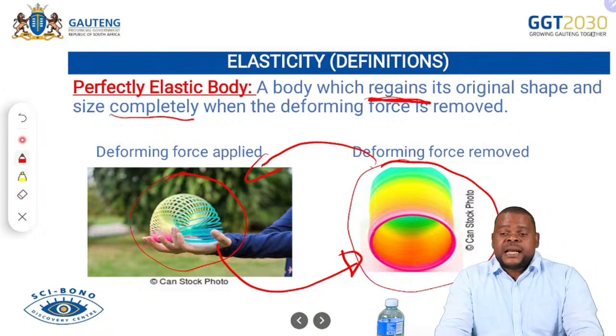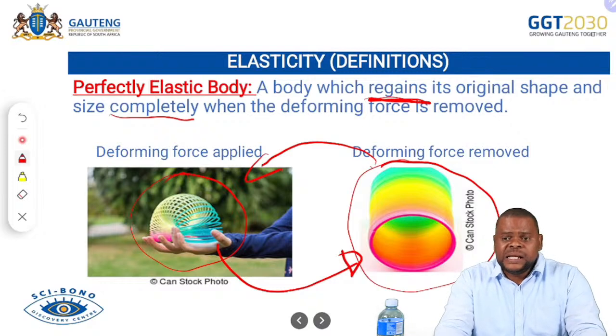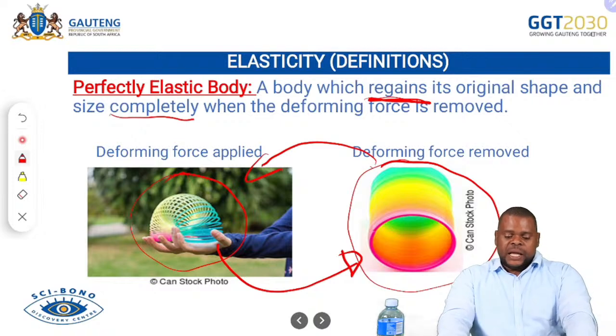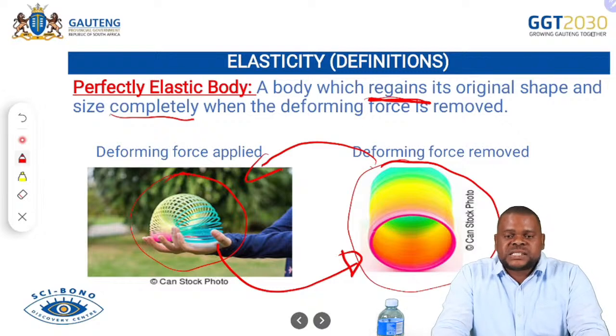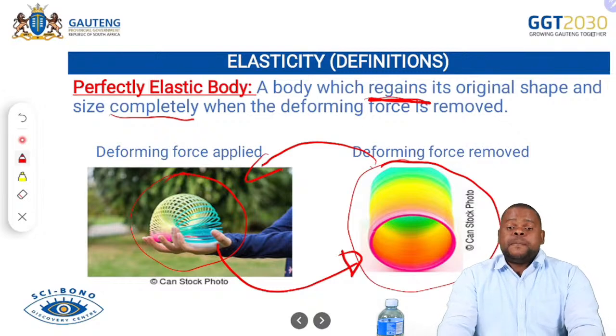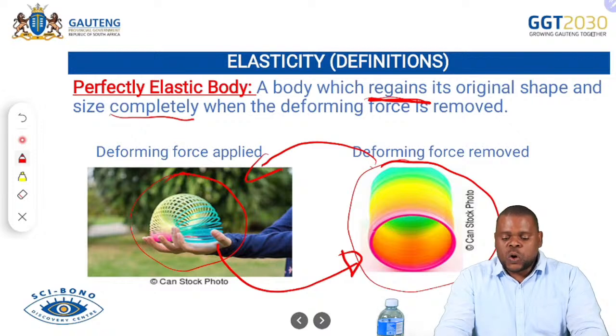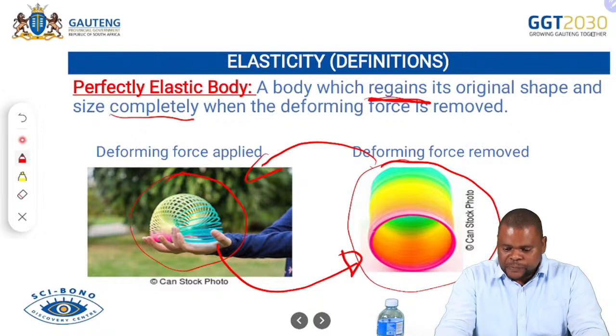We have another type of body which we call a perfectly plastic body. We say a perfectly plastic body is a body that does not show a tendency to regain its original shape and size when the deforming force is removed.